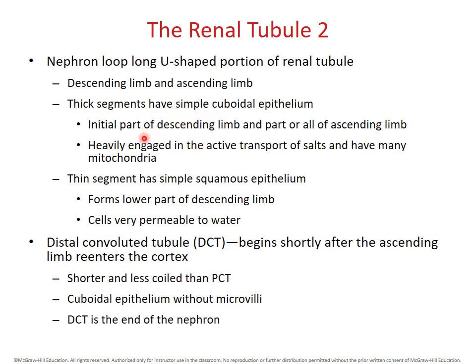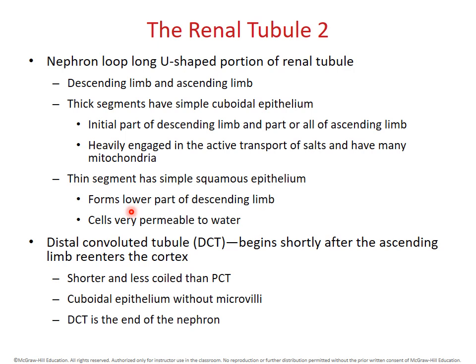and that's going to affect osmosis. The thin segment is called a thin segment because it literally has a thinner wall made of simple squamous epithelium instead of simple cuboidal. You generally find the thin segment at the lower part of the descending limb and forming the actual loop, the U-turn portion of the loop of Henle.